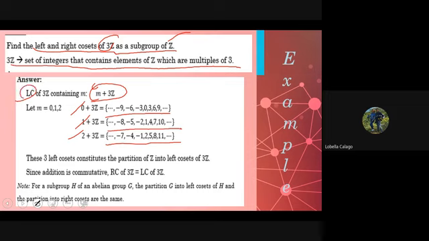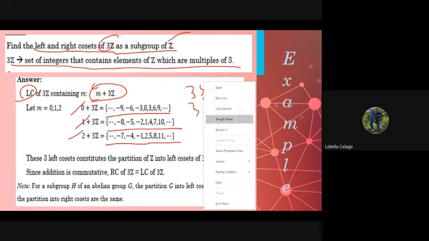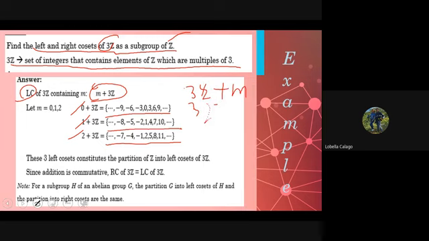The right coset will look like this: 3Z plus M. That is the right coset. It can be 3Z plus 0, so we already start with 0, 3Z plus 1 and 3Z plus 2. So these three left cosets constitute the partition of Z into the left cosets of 3Z.